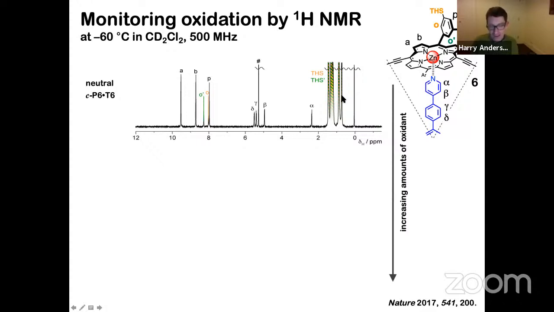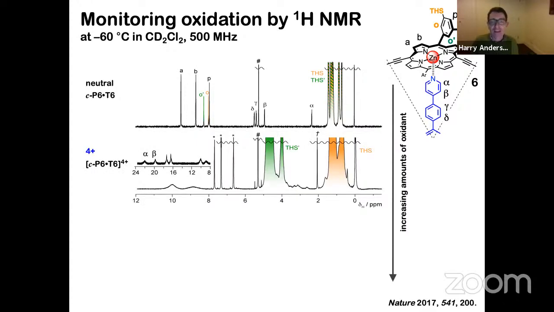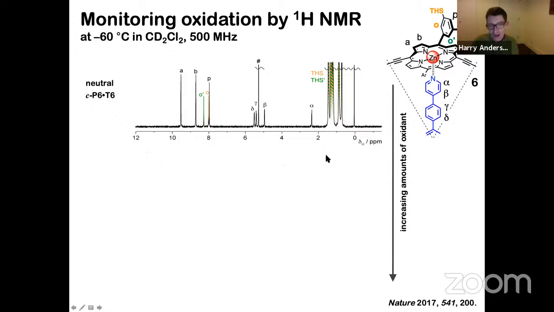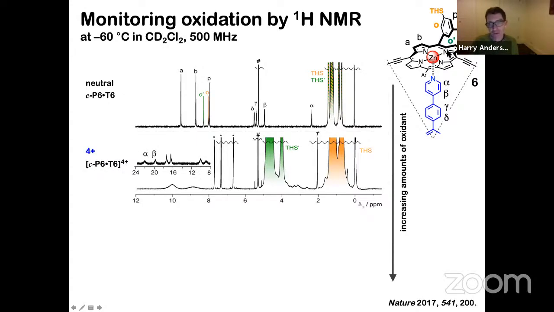But if you oxidize it to the hexacation, you can now see a wide splitting between the trihexylsilyl peaks, and the one which comes at highest chemical shift is the one on the inside. So that means you have an antiaromatic ring current. You can also see that from the template protons. These alpha and beta protons are now past 20 ppm, so they're strongly de-shielded by an antiaromatic ring current.